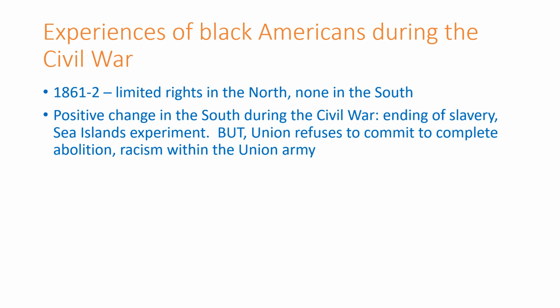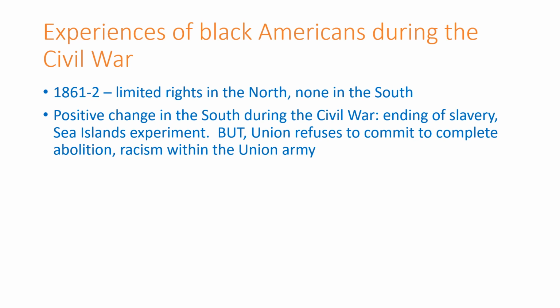There is positive change in the South during the Civil War. In areas that are taken over by the Union Army, slavery comes to an end. There's something called the Sea Islands Experiment, where islands off the coast of America are used to give lands to free slaves. It also starts to set up schools and training programs for them led by Christian missionaries.